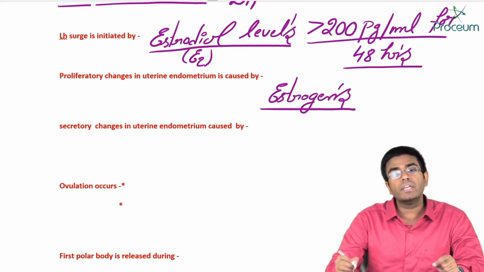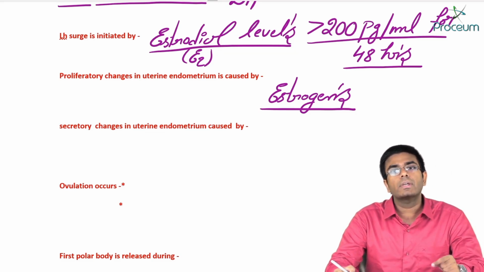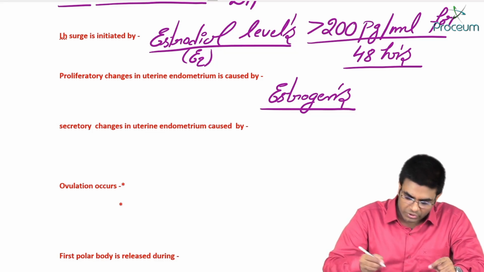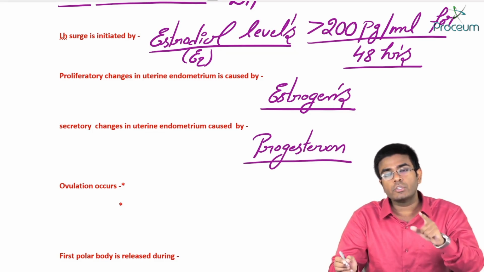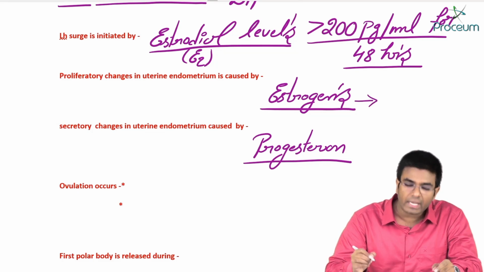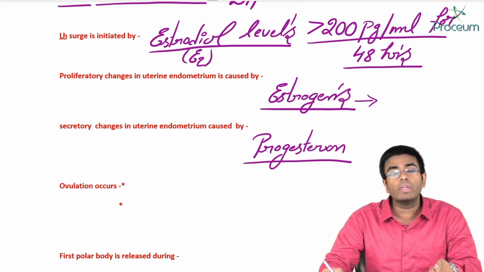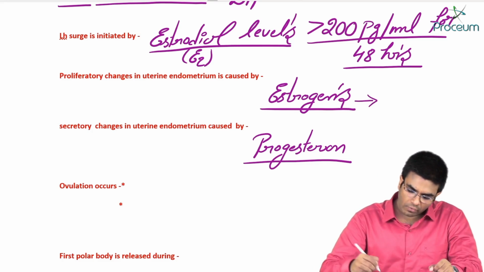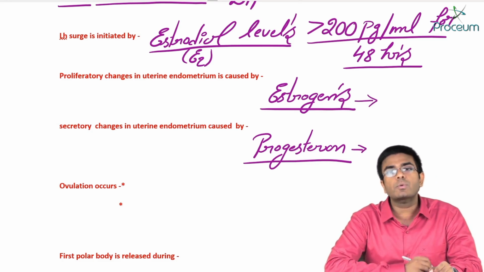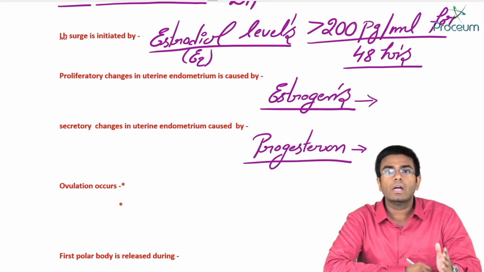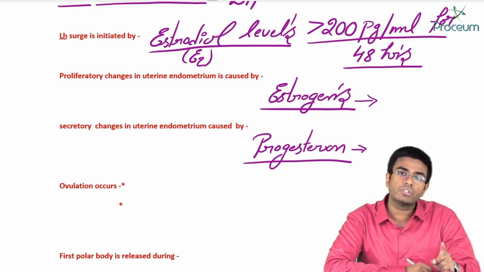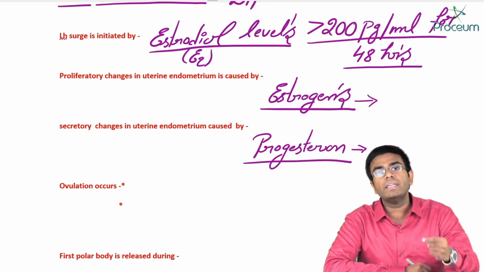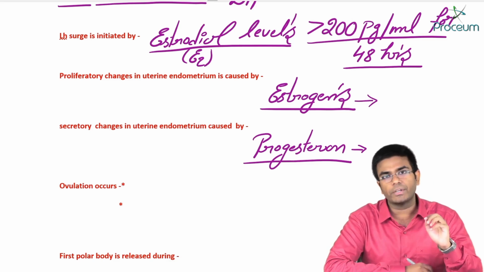Now, the secretory changes in the uterine endometrium are because of, everyone knows, progesterone. Okay, now please remember, from where are these estrogens coming? Estrogens are coming from the growing follicles in the ovary. Now, from where are these progesterones coming? These progesterones are coming from the corpus luteum. The corpus luteum produces the progesterones, and these progesterones come to the uterine endometrium and bring the secretory changes in the uterine endometrium.